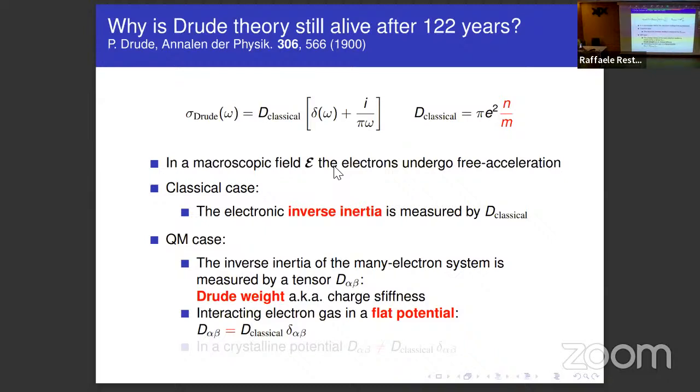Of course, when you account for the periodic potential, this is no longer true, but still you have a quantity which accounts for the inverse inertia of the system, and this is called the Drude weight of the material, which is different, of course, from the classical. It is smaller, as I will show. So the periodic potential hinders the acceleration.